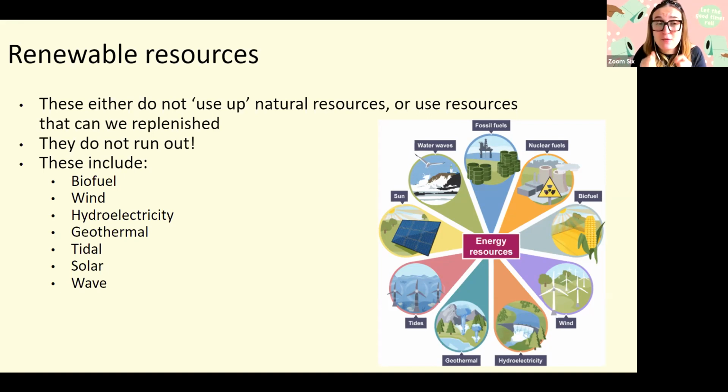Now, specific ones that we need to be aware of, at least the name, and we're going to go through some details in a minute, are biofuel, wind, hydroelectricity, geothermal, tidal, solar, and wave. We're going to go through a couple in more detail, but I've got a lot of information on some slides for you to make flashcards, etc. out of in your own time and for your revision this week.